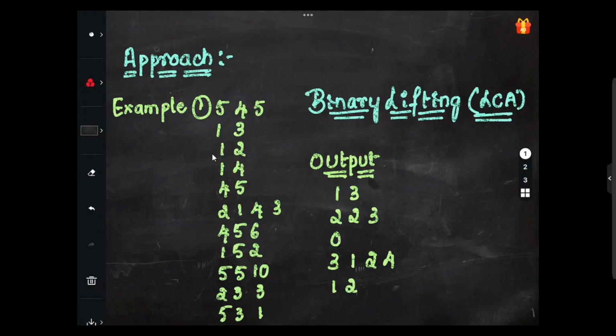Here I have considered the same first example that I have given in the question. The output that we need to get here is 1 3 2 2 3 followed by 0 3 1 2 4 and 1 2, right? This is completely based on the LCA, the least common ancestor.